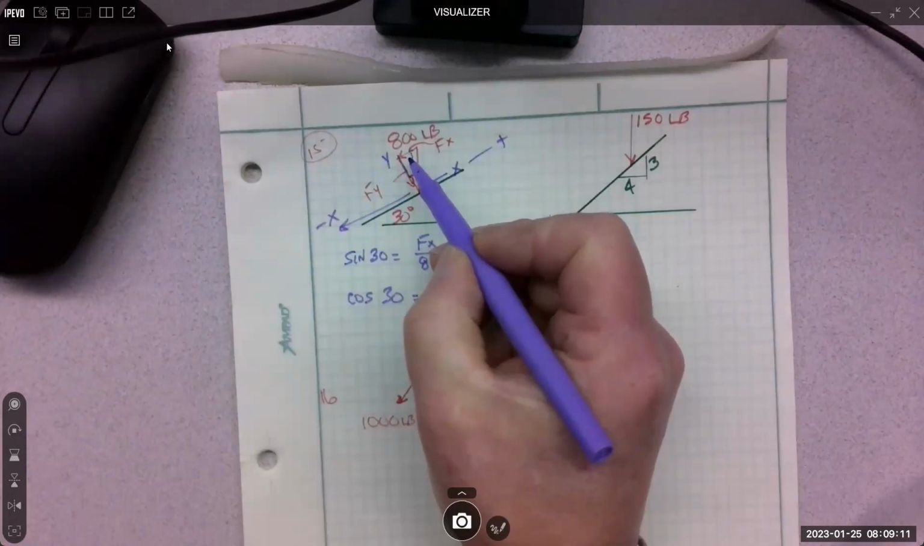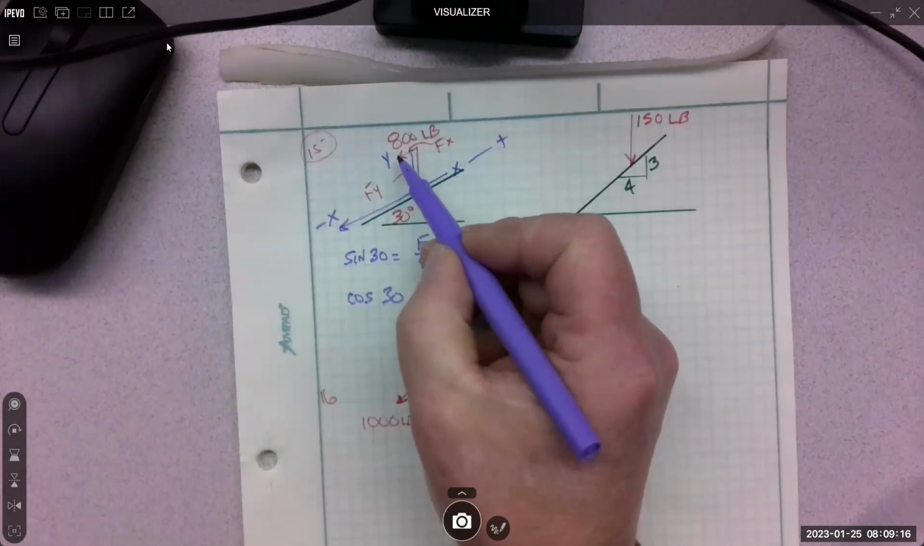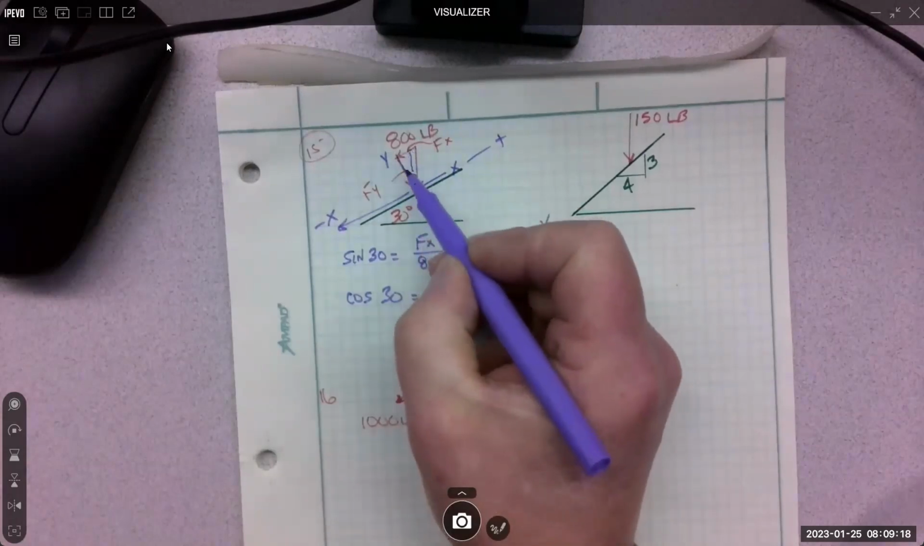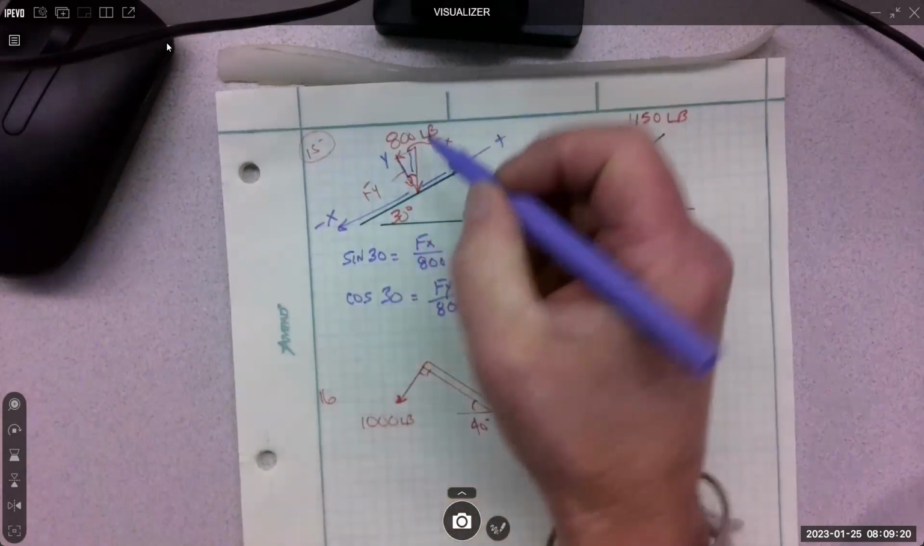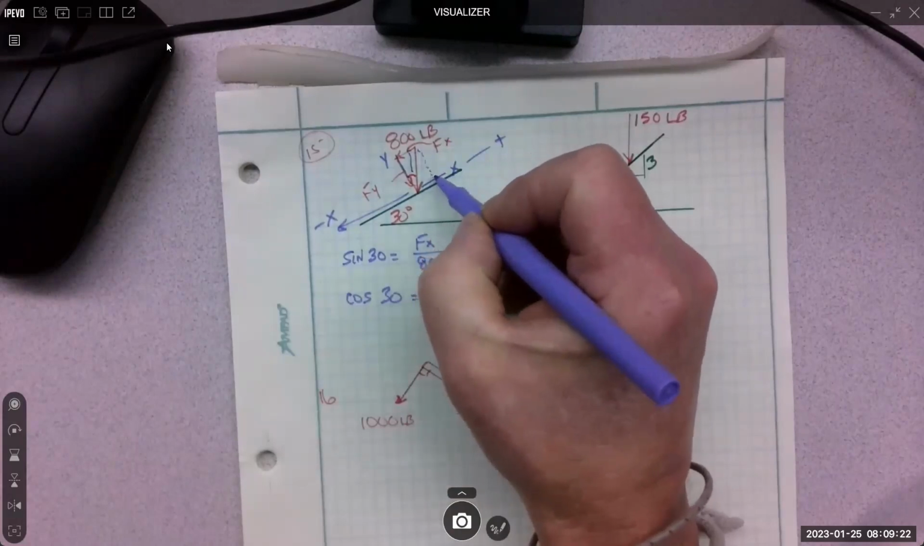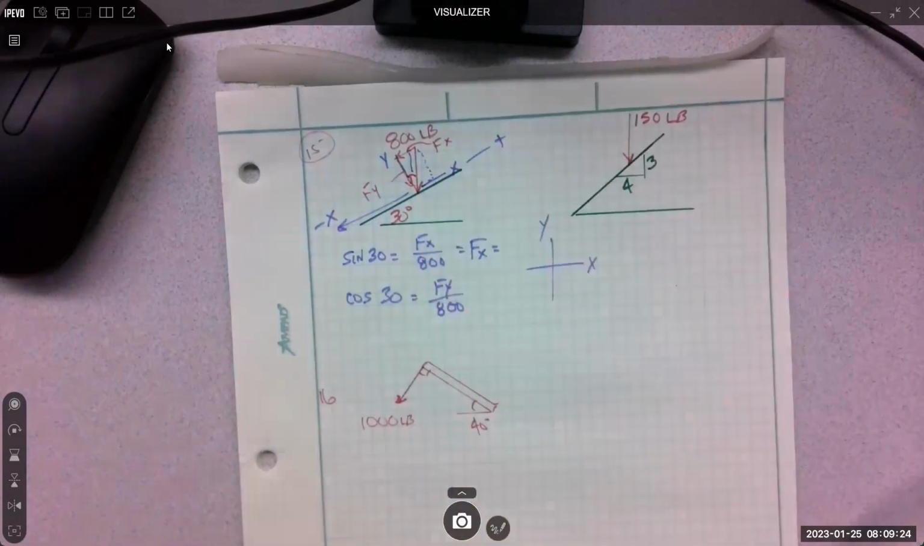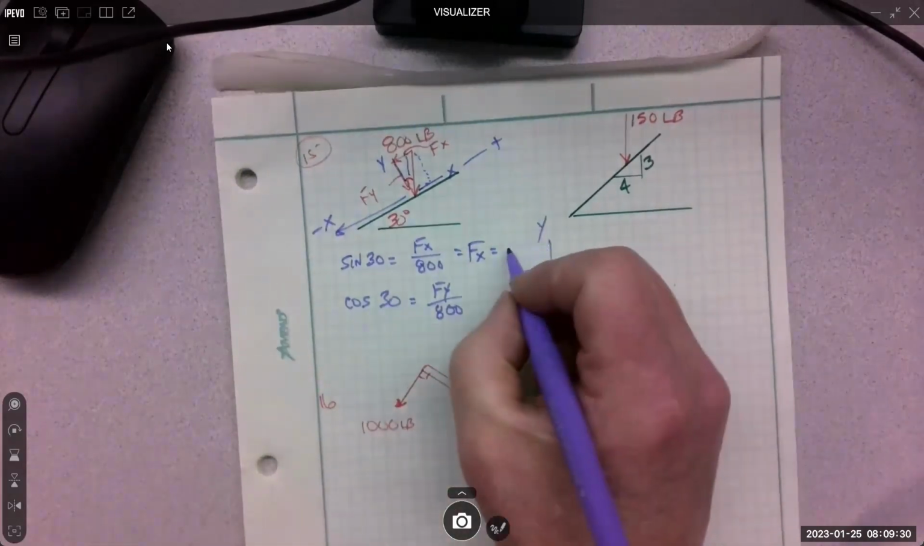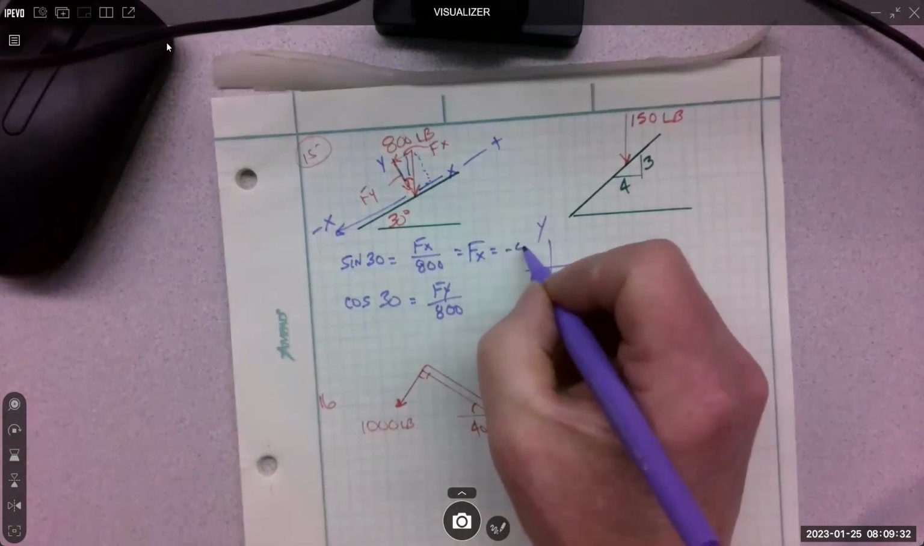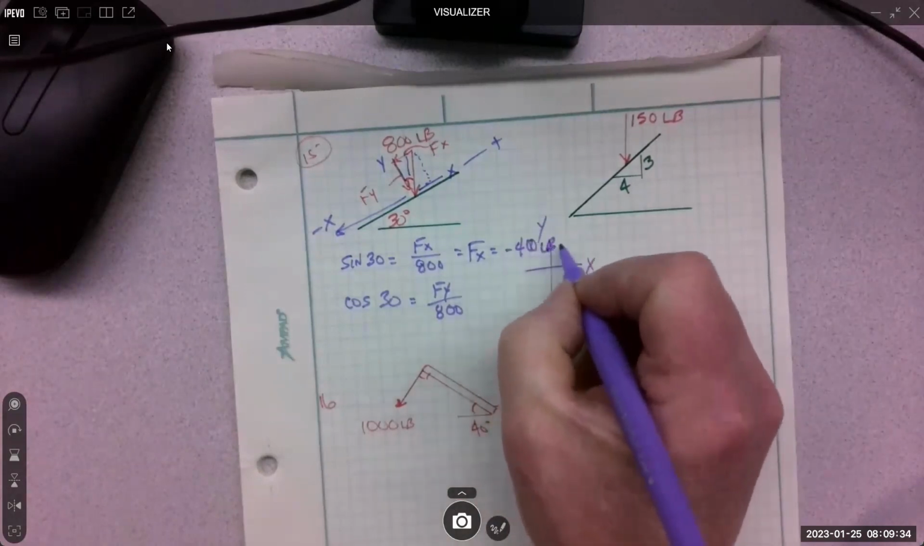Negative. It's definitely negative. So when you build these components, you've got to build them tip to tail. And the only way to do that is here. Now you could also go here and here, but the directions are going to be the same. They've got to go together tip to tail. So yeah, it actually is a negative. I get 400. Is that right?